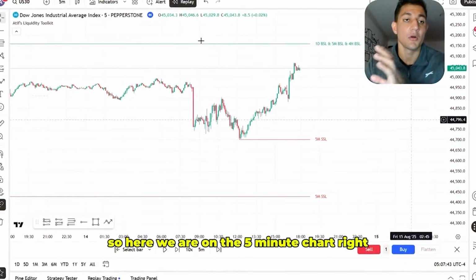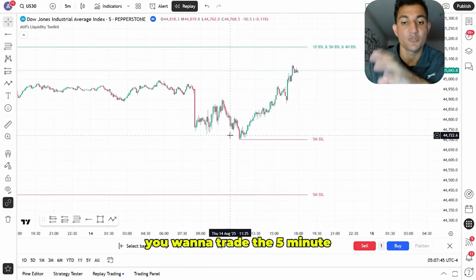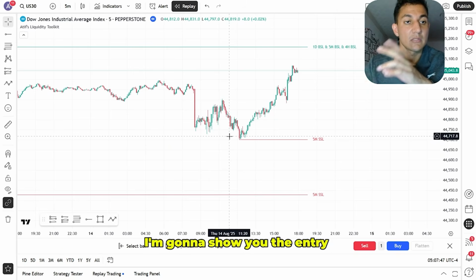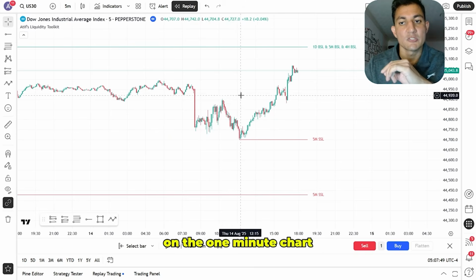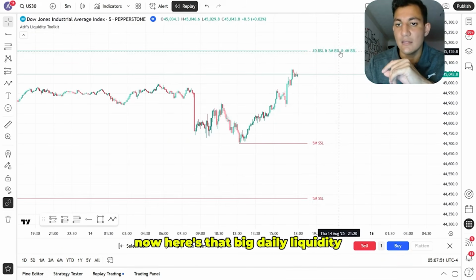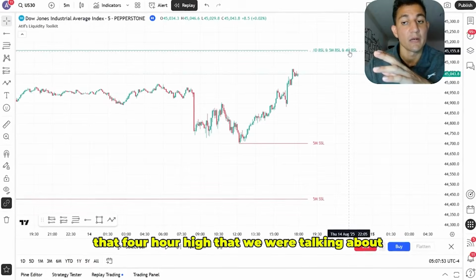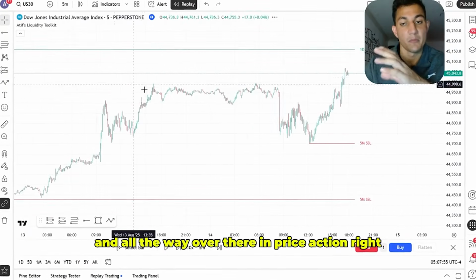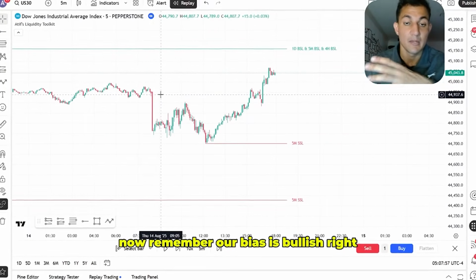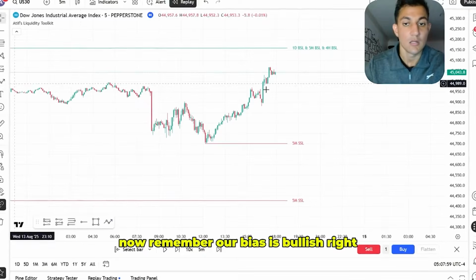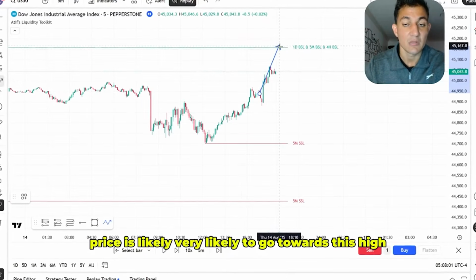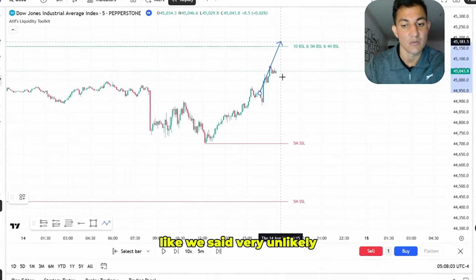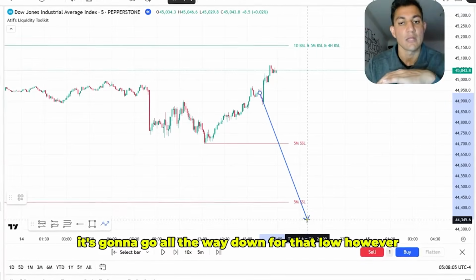Okay, so here we are on the 5-minute chart. Let's just imagine you want to trade the 5-minute or even the 1-minute chart, because I'm going to show you the entry on the 1-minute chart. Now, here's that big daily liquidity, that 4-hour high that we were talking about, all the way over there in price action. Remember, our bias is bullish. Price is very likely to go towards this high. Like we said, it's very unlikely it's going to go all the way down for that low.